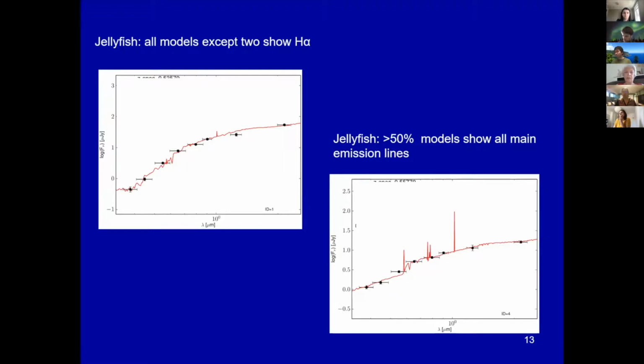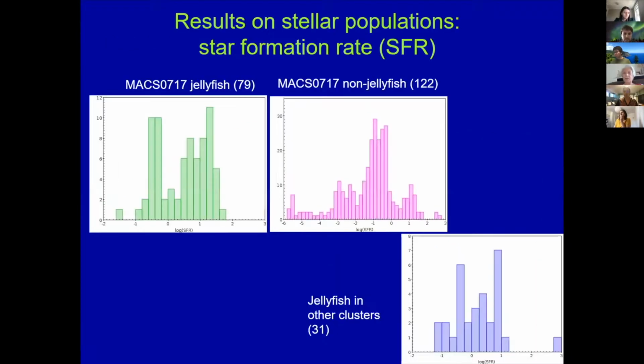So you can see that all models except 2 show a faint H alpha. And in more than half of the models, we have all main emission lines included. That shows that there is star formation there. And this is confirmed, of course, by a certain number of quantities. We have stellar population, we have a star formation rate.